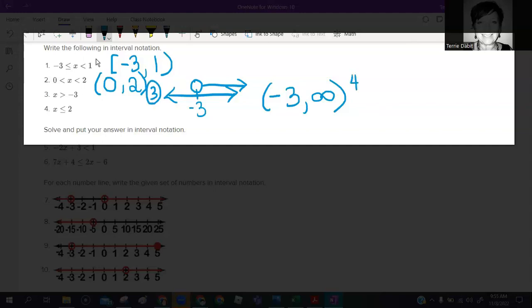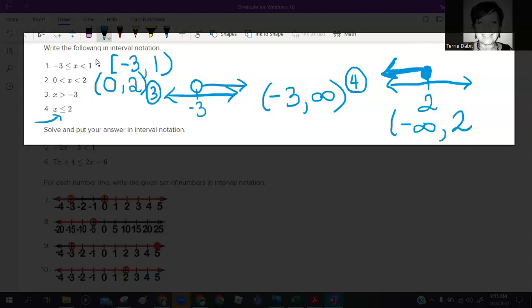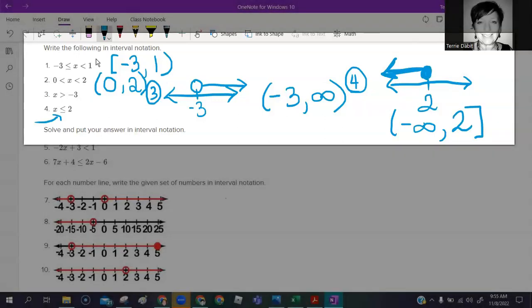Okay, I'm going to come over here and graph number 4. You see we've got 2. It is a closed circle because you'll notice it shows equality. There's a line underneath that, and it's telling me that all the values of x are less than or equal to. So we're headed to the left. How do you write that with interval notation? Negative infinity. That's where we started. If I keep going to the left, I get all the way to negative infinity. Where did this graph stop? It stops at 2 with a bracket because we have a closed circle.